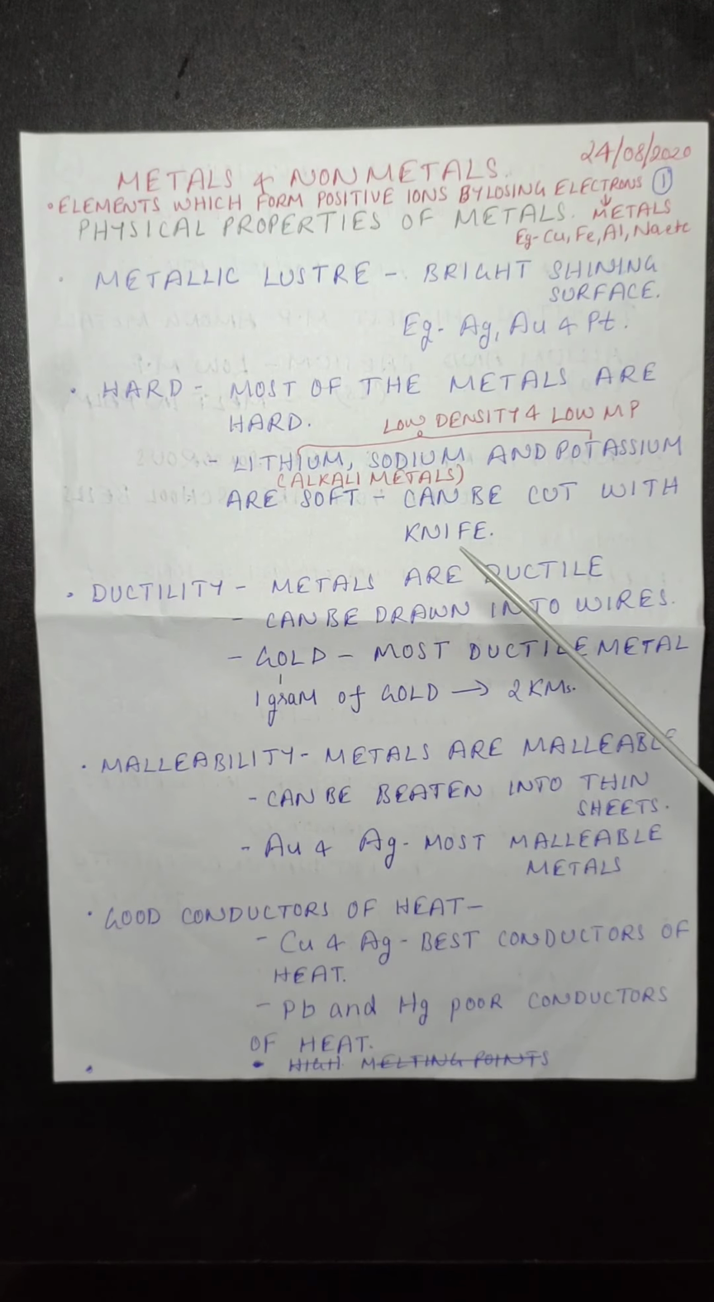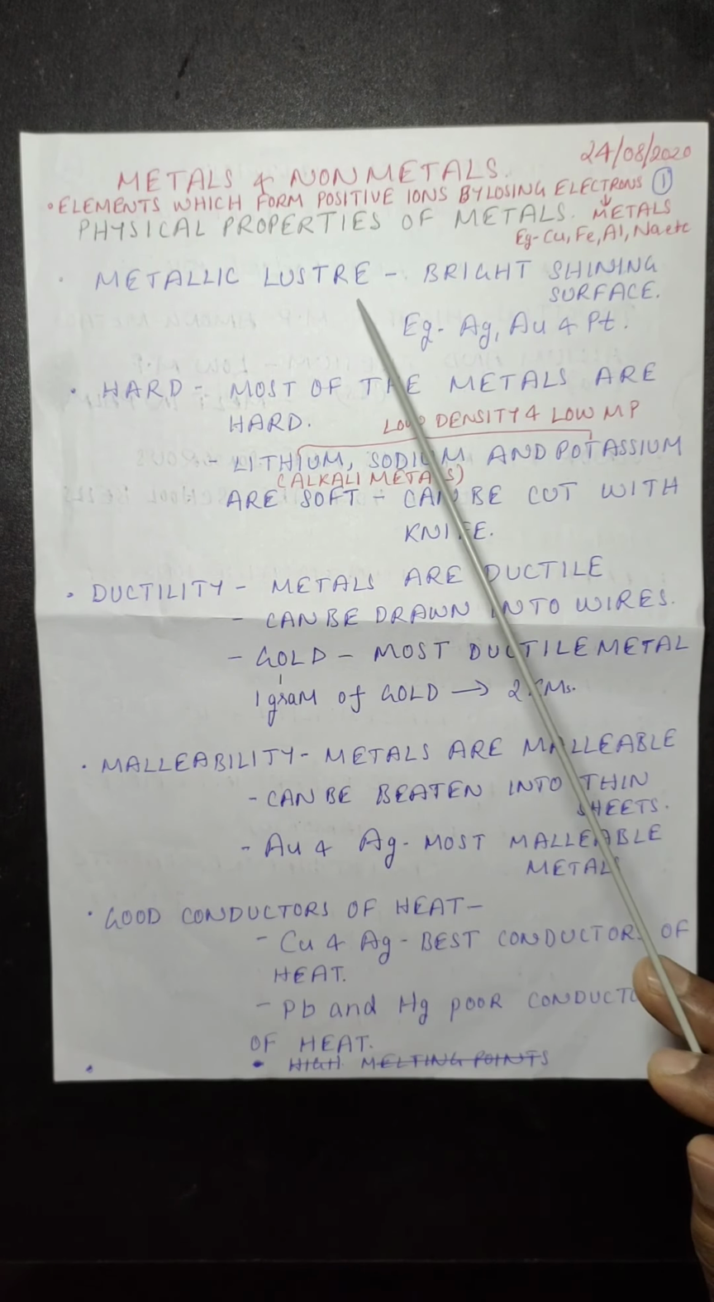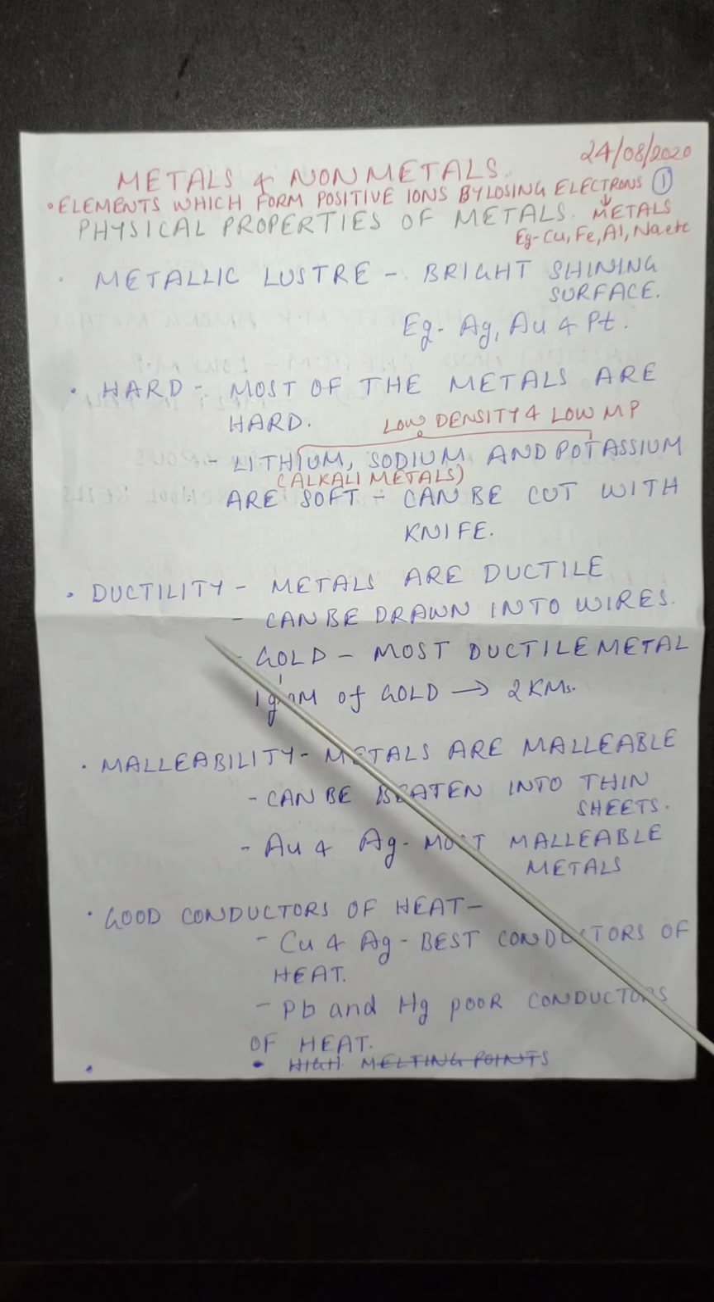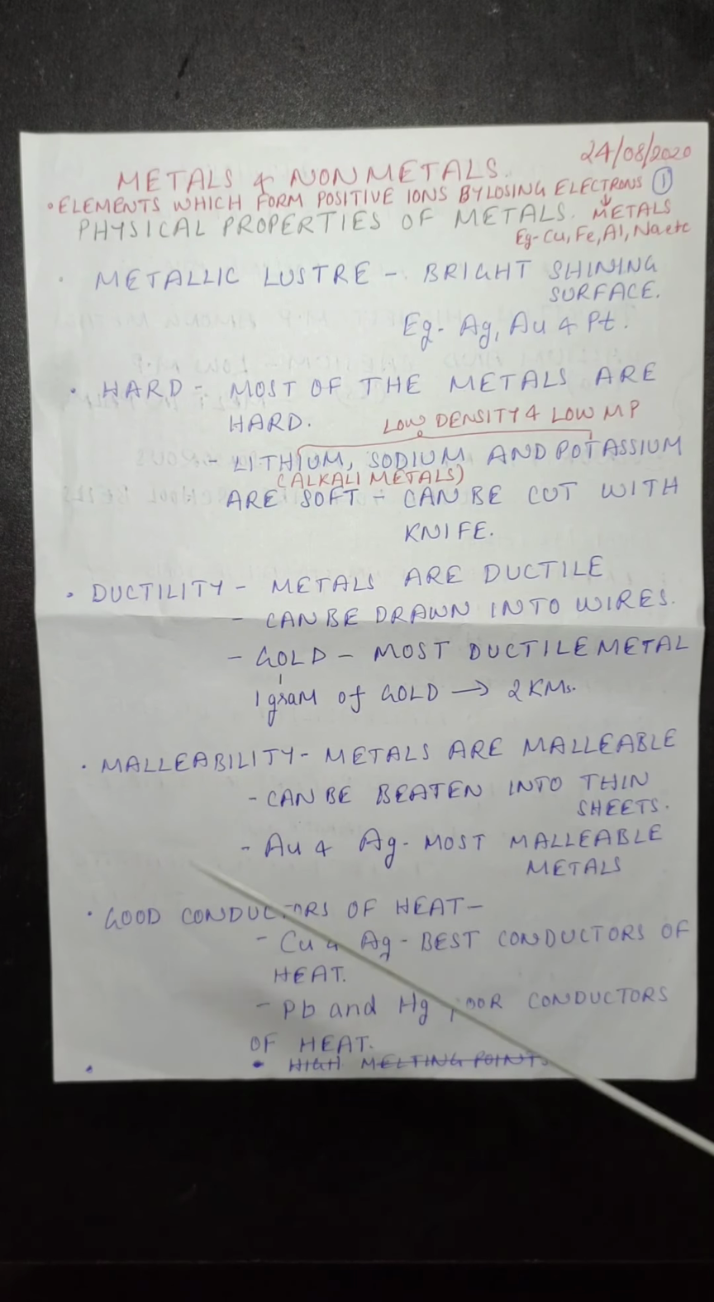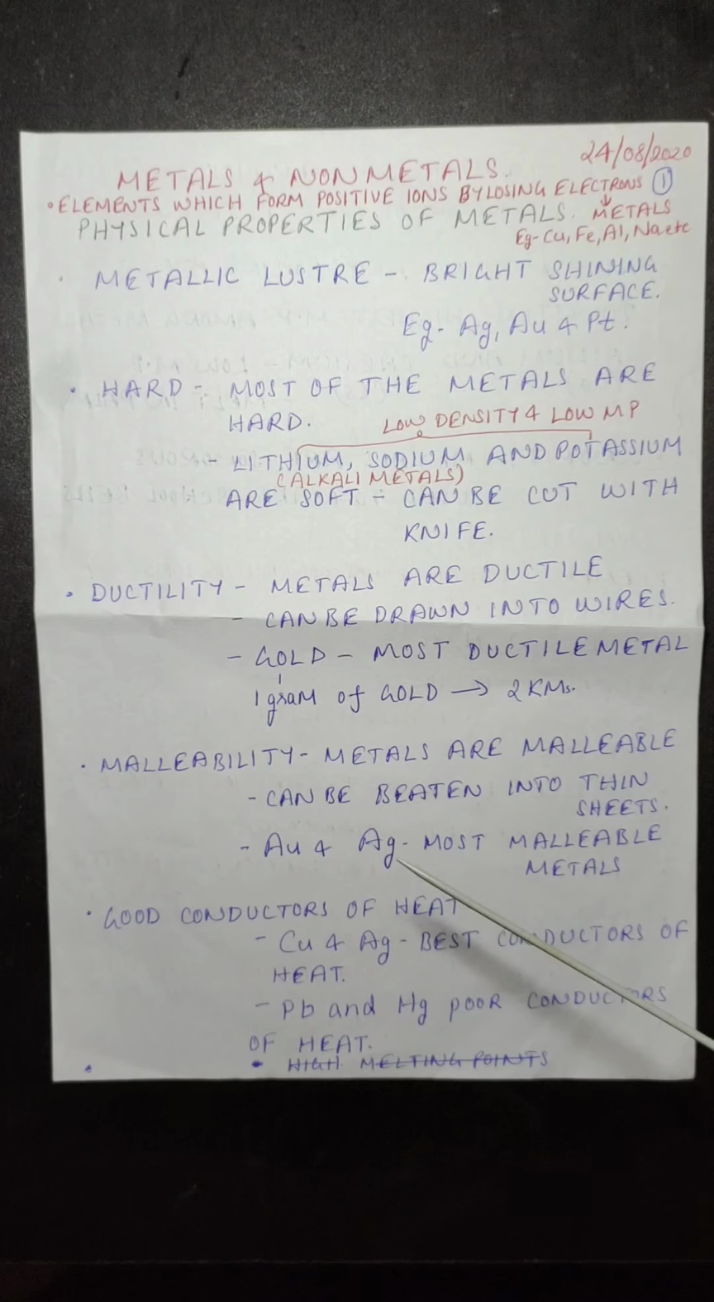Okay, so because of one is lustrous nature, other one is ductility, other one is malleability. Because of these special physical properties, gold, silver and platinum are used to make ornaments. The later part we are going to learn in detail about them. Now, malleability means ability of metal to form thin sheets. Remember that. Gold and silver are the most malleable metals.